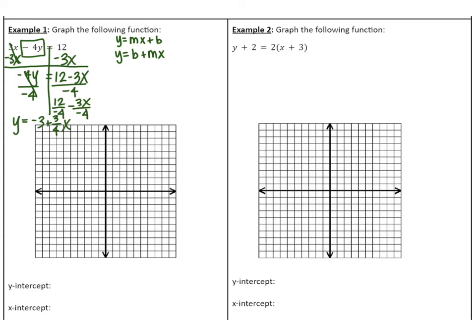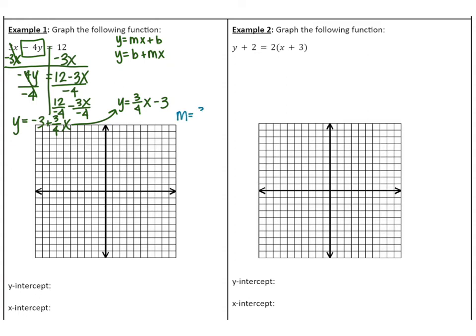So I end up with y equals negative 3 plus 3/4 x, which I can also write, if I wanted to write it technically in y equals mx plus b form, as y equals 3/4 x minus 3, since it was a negative 3. So now I have my slope and my y-intercept. Let's graph.